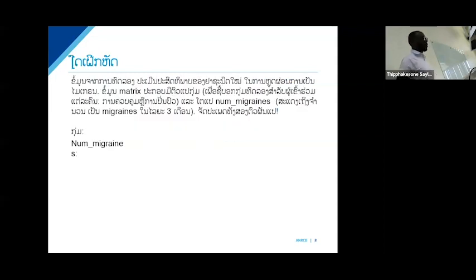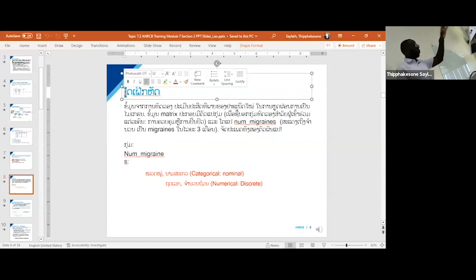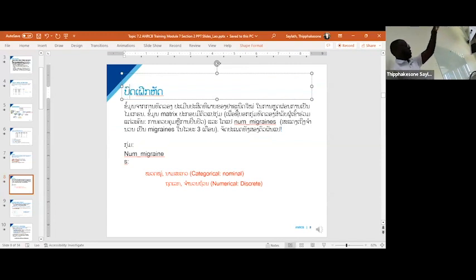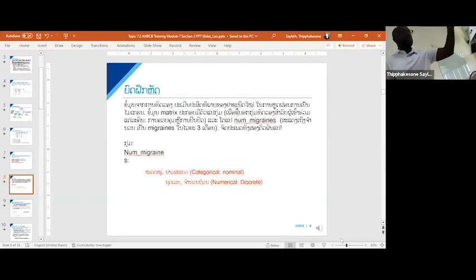Okay. So here is data from an experiment evaluating the effectiveness of a new drug in reducing the number of migraines. The data matrix contains a variable to indicate the experiment group for each participant, control or treatment. So we want to see if the drug reduces the number of migraines. And the variable number of migraines represents the number of migraines during the 3-month period. Classify both variables. The number of migraines, what do you think it is?